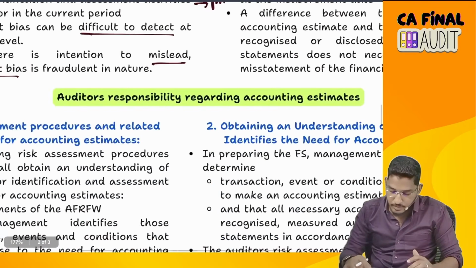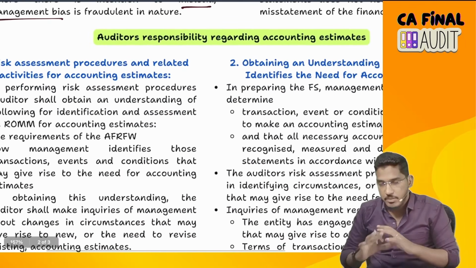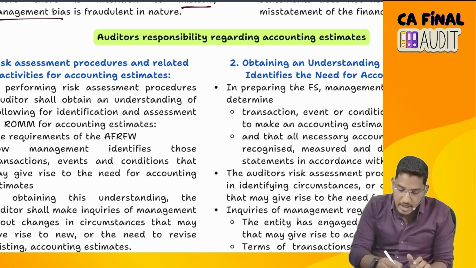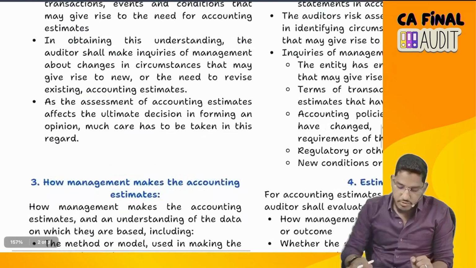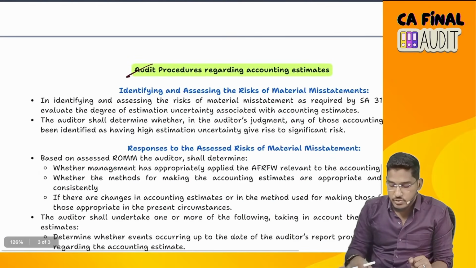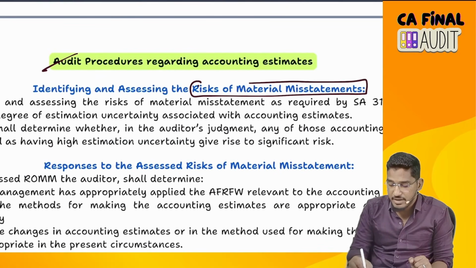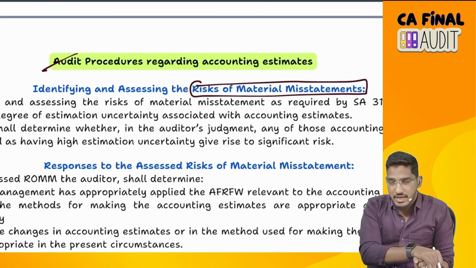Next. Okay, now what is the auditor's responsibility? So we understood about all the accounting estimates now, but we did not speak about the auditor's responsibility. So what is the auditor's responsibility regarding accounting estimates? So first you need to perform risk assessment procedures. We can divide the audit procedures into two categories. First, we have to identify and assess the risk of material misstatement regarding these accounting estimates.